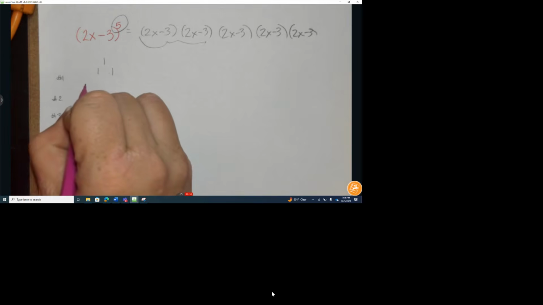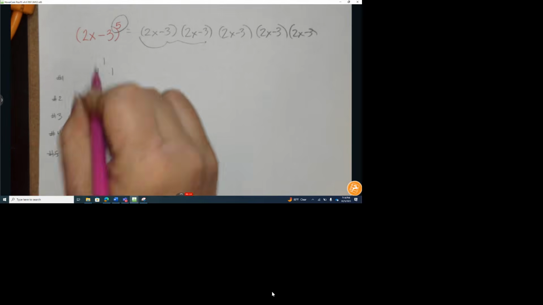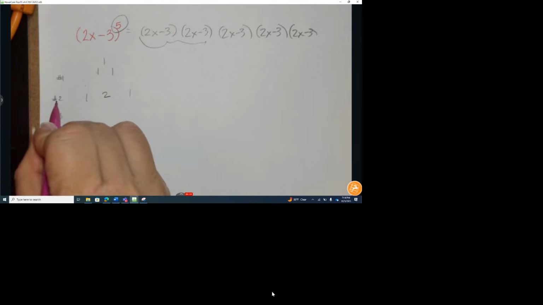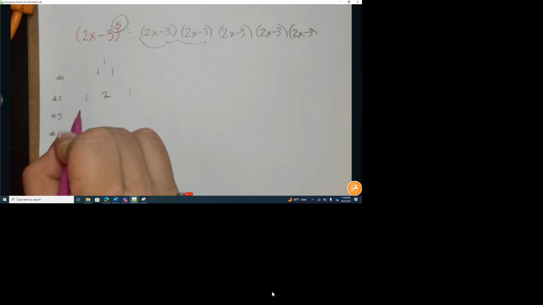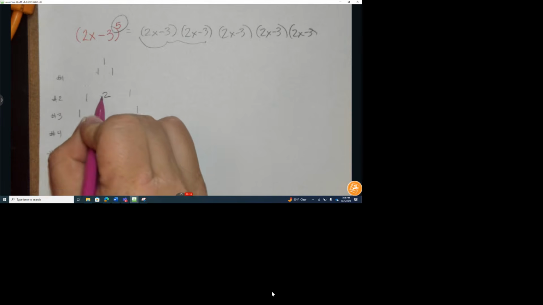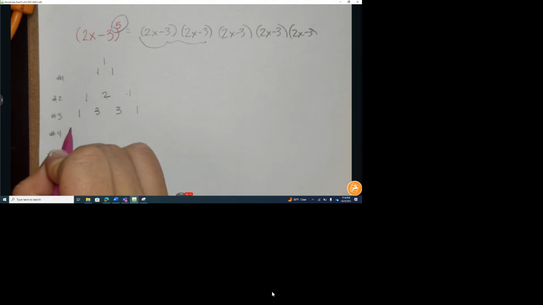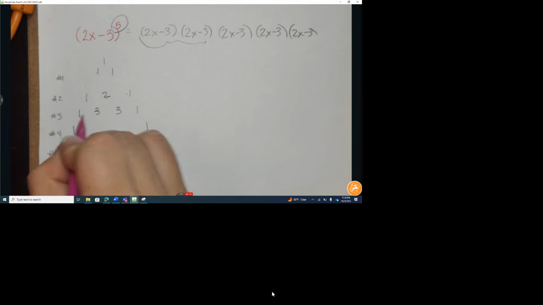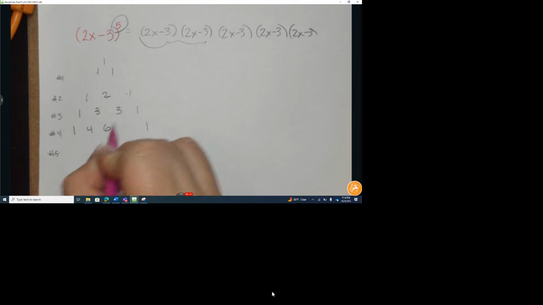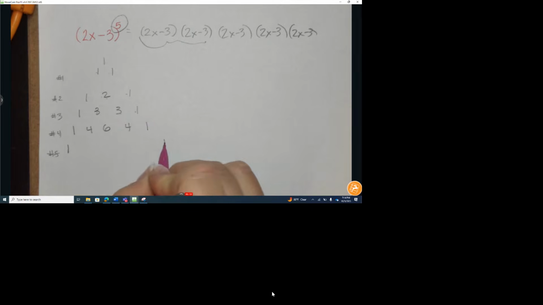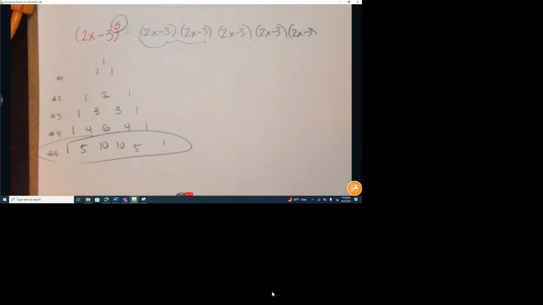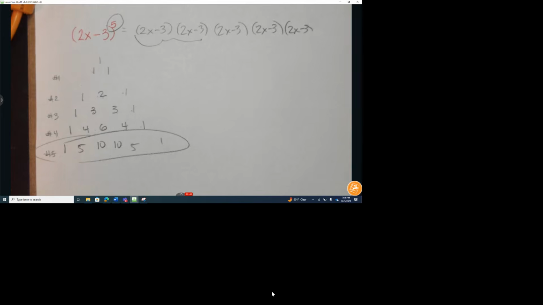We always start and end with 1. 1 plus 1 is 2, so I've taken care of row 2. Row 3, start and end with a 1. 1 plus 2 is 3, 2 plus 1 is 3. Row 4, start and end with a 1. 1 plus 3 is 4, 3 plus 3 is 6, 3 plus 1 is 4. Start and end with a 1. 5, 10, 10, and 5. Here is row 5. How can that help me?